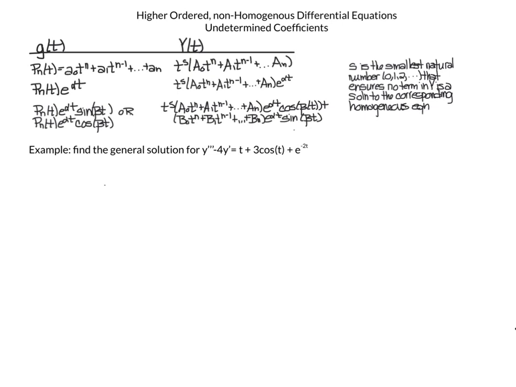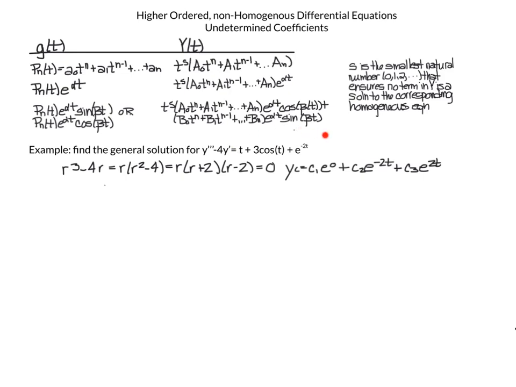My last example is y triple prime minus 4y prime is equal to t plus 3 cosine t plus e to the minus 2t. Here I have the characteristic equation r to the third minus 4r, which is equal to r times r squared minus 4, which is equal to r times r plus 2 times r minus 2 equals 0. So the solution to our homogeneous equation is c1 e to the 0 plus c2 e to the minus 2t plus c3 e to the 2t.